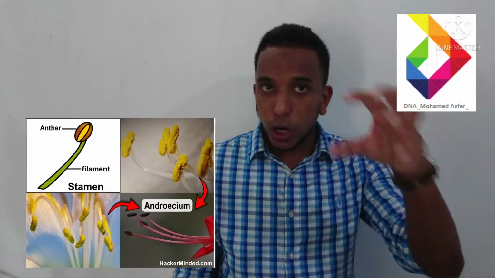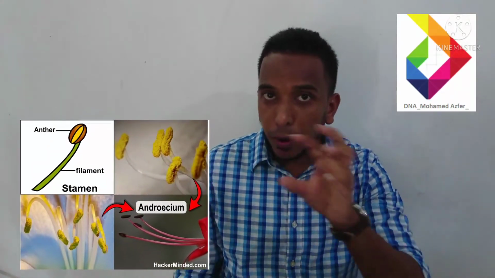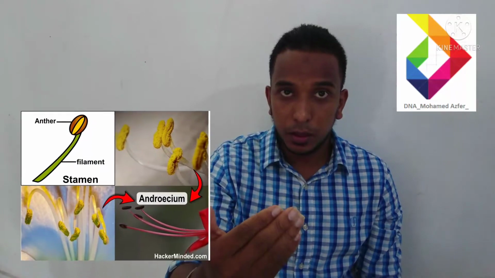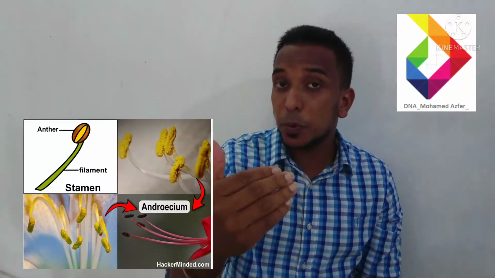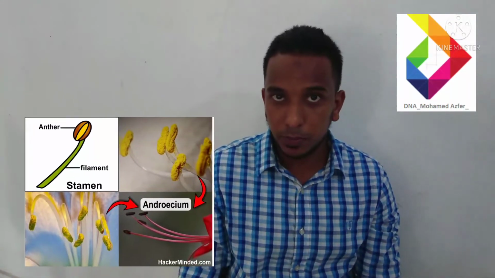And next you can see the function of the androecium is to produce pollen. I told you that pollination occurs with the help of pollens. So this androecium is the part which produces pollens for pollination. Okay, so the male part of the plant is responsible for producing pollens for the pollination process.